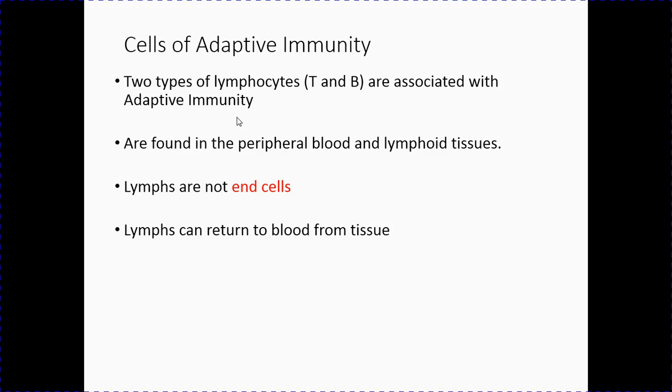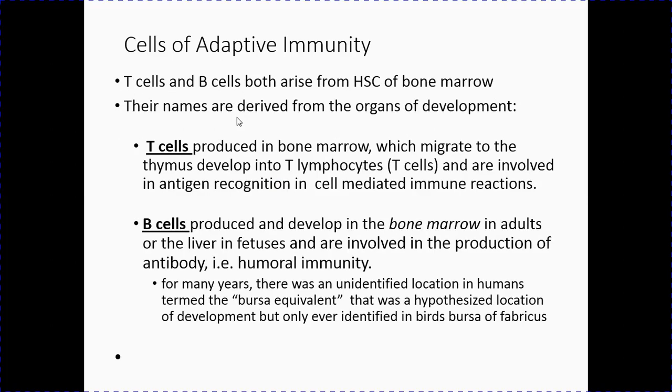So first of all, lymphocytes are not end cells. They're going to be able to further divide and in fact proliferate, and they do. And lymphocytes have a great capacity to be able to return to the blood from the tissue. So they can be segregated in the tissue and then be called back into the bloodstream. So let's look at the cells individually of T and B of the adaptive immune system, the T and B cells.